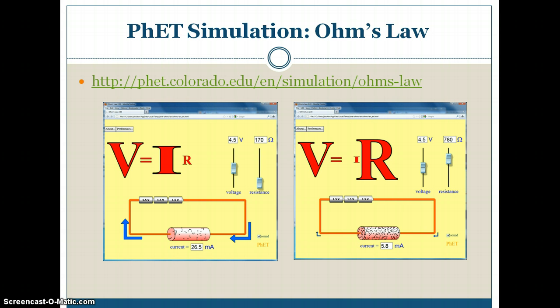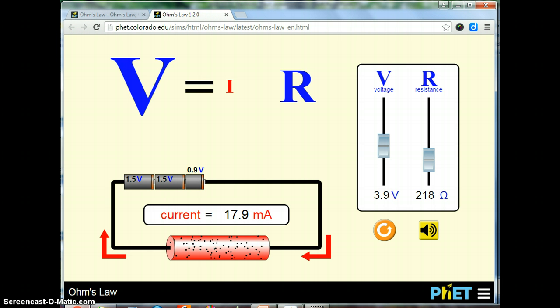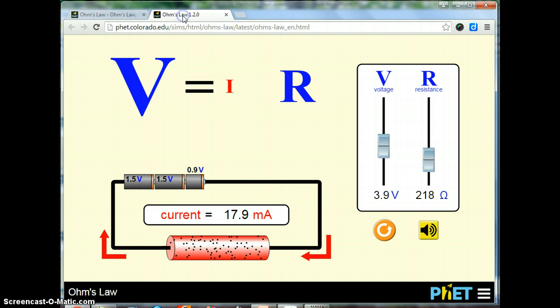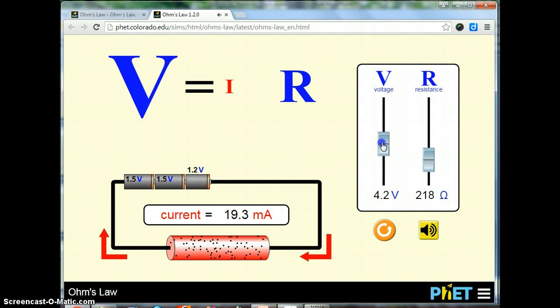So I'll show you a visual representation of Ohm's law on this Physics Education Technology simulation. If you go to that website, you'll see that actually you could either download it in Java or run it in HTML, so I'm just going to run it straight in HTML. What you can do is you have these little dials and you can adjust the voltage and the resistance and see what happens to the current in the circuit. So as you change the voltage, what it does is it adds more batteries, or it takes some of the batteries away. So you can see when you increase the number of batteries, you get a higher amount of current.